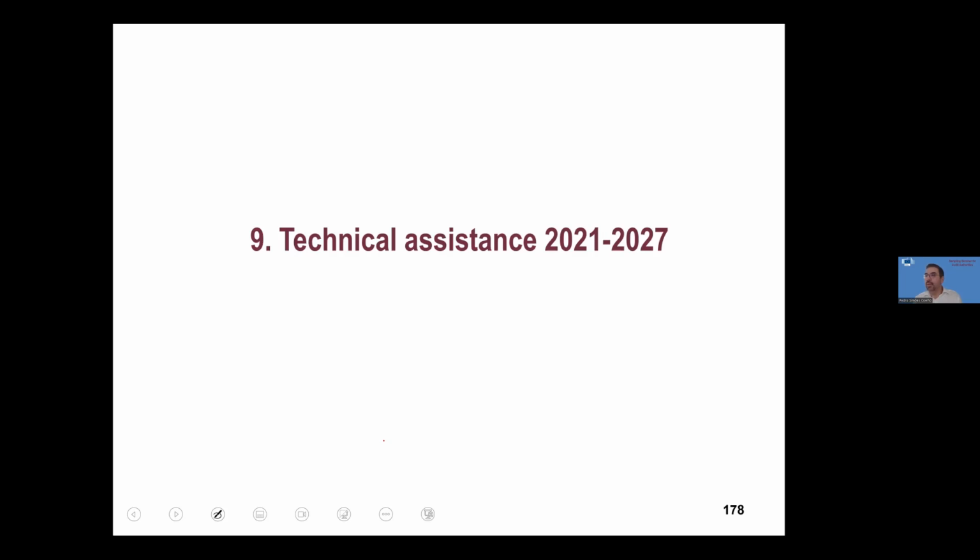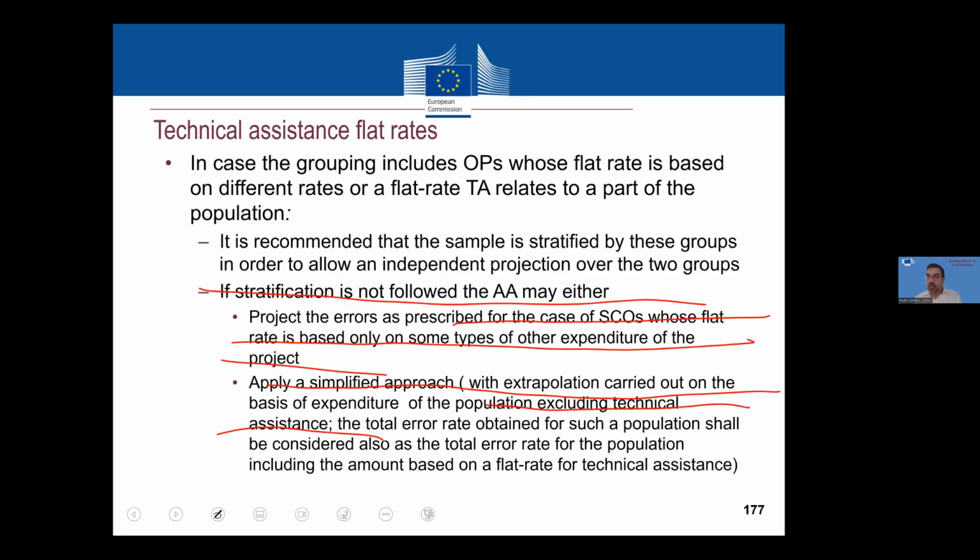The flat rate has thus to be corrected as the same percentage as the error we found in the sample. If I understand well, under this simplified approach, the flat rate is corrected by the same percentage as the error projected from the sample selected, excluding the flat rates. Please, Barbara, if there is something to add to what I have said, please complement me.